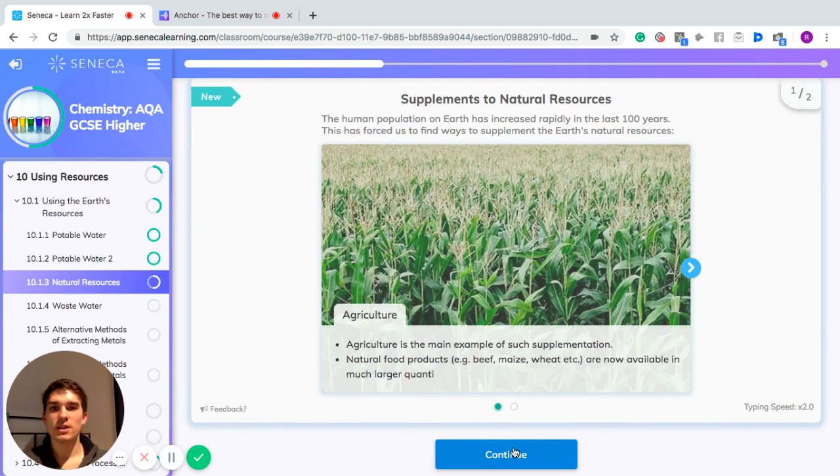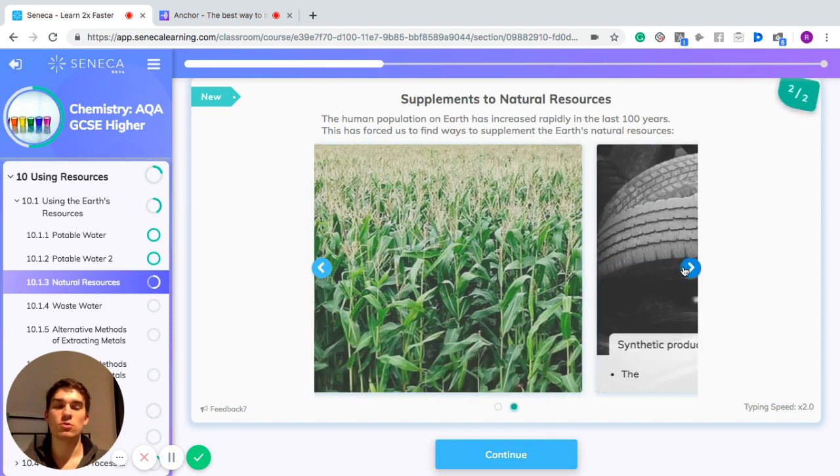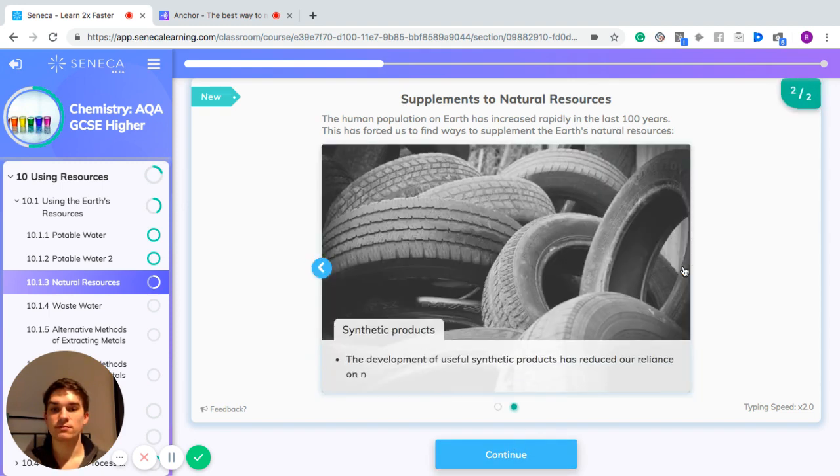Now, the human population on Earth has increased rapidly over the last 100 years, and this has forced us to find ways to supplement the Earth's natural resources. So firstly, agriculture is the main example of the way that we've supplemented the Earth's natural resources. Natural food products like beef, maize, wheat, and anything else that you can think about are now available in much larger quantities because of the organisation of agriculture.